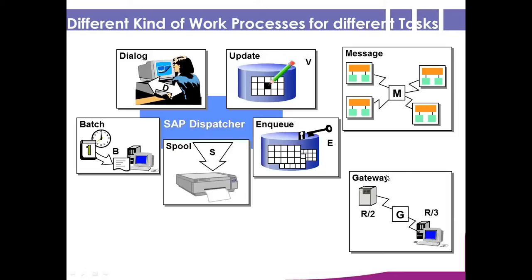Yes, we have multiple dialogue and multiple work processes. There is no only one dialogue, only one background. That I will tell in the next classes. Each instance contains some dialogue work processes, some background, some spool, some update work processes. It's not user specific, it is instance specific. Any user can use a dialogue process based on the available free work process. We can't dedicatedly assign or reserve any work process to any user. By the time a request comes, whichever is the free work process will take up your request. That's it.